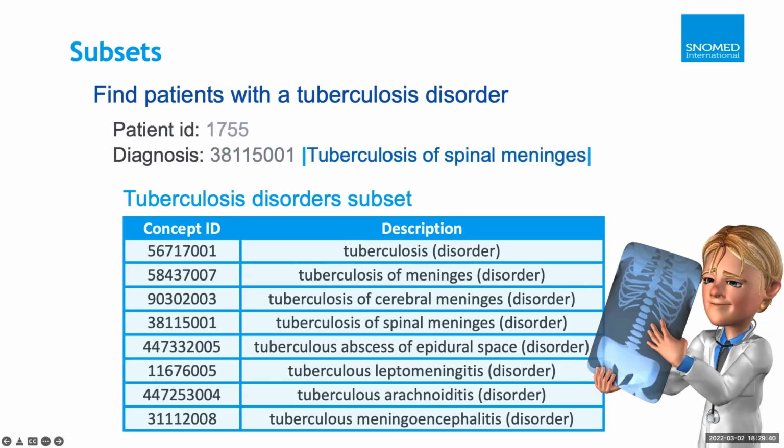So here you have an example of a patient who has been diagnosed with this concept. Comparing that diagnosis code to the subset will show you that, yes, this patient has a tuberculosis of spinal meninges. So this patient matches the query.